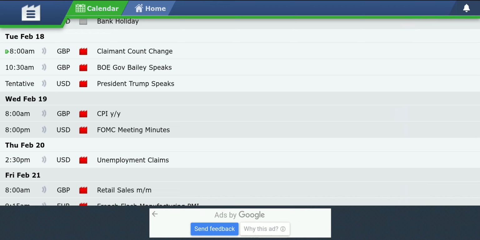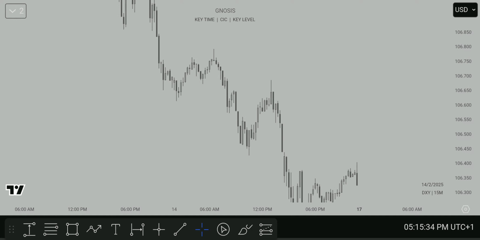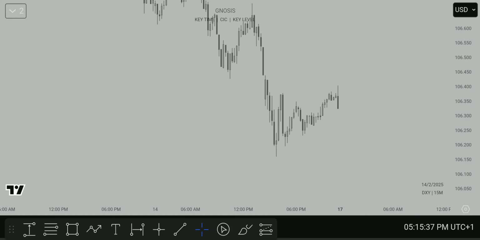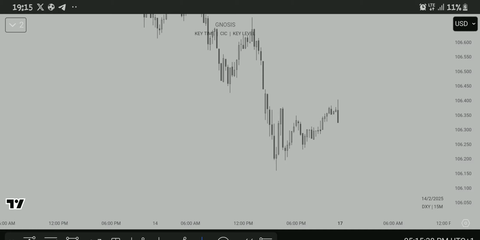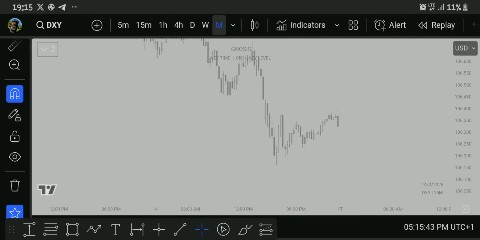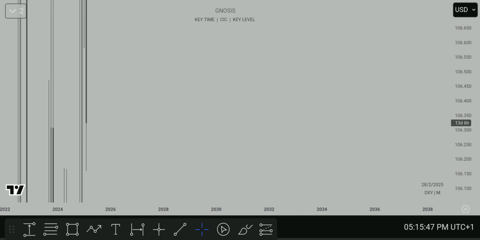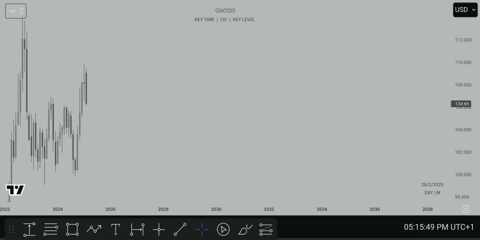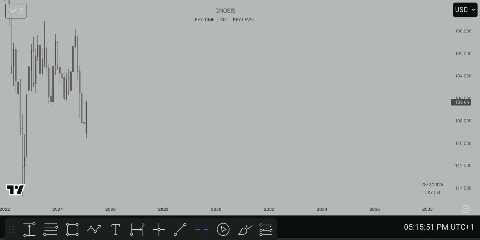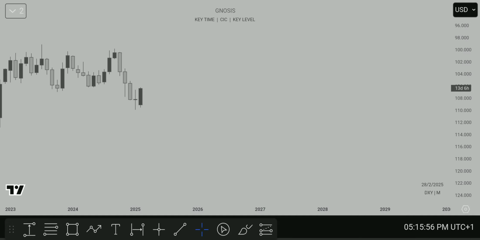So I'm going to the charts, starting off with the DXY, right? The DXY, and this is the 15 minutes. Let's start from a higher time frame. Let's just review the monthly. It is not ideal right now to view the monthly, but let me just do it anyway, right? And this is the inverted DXY.